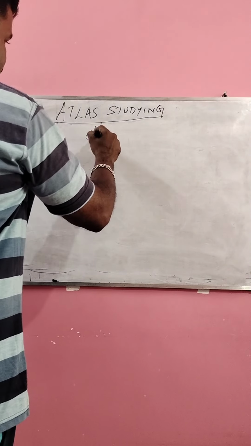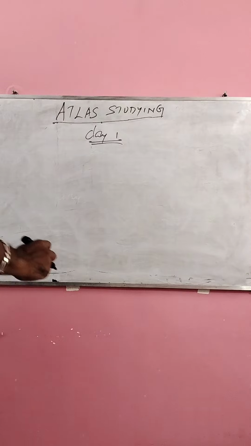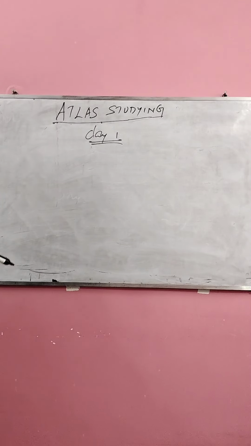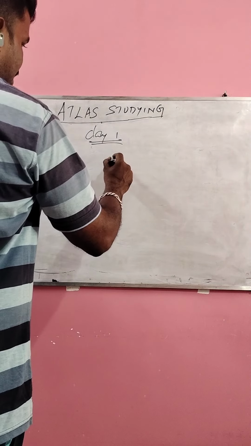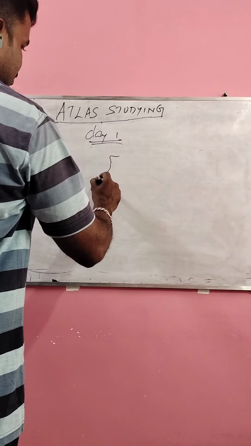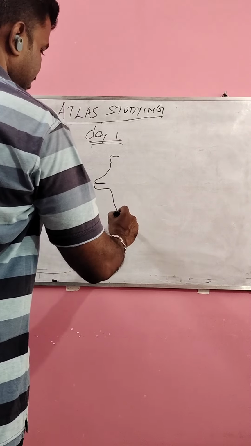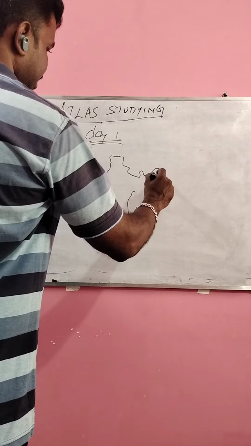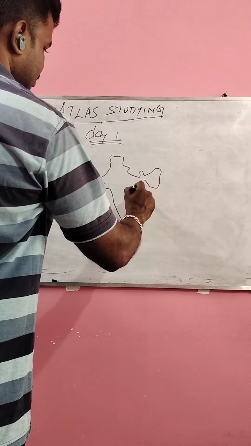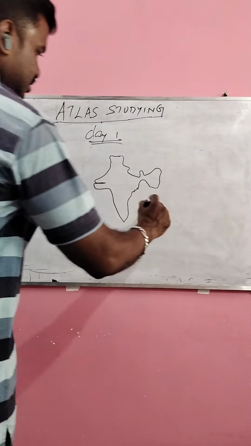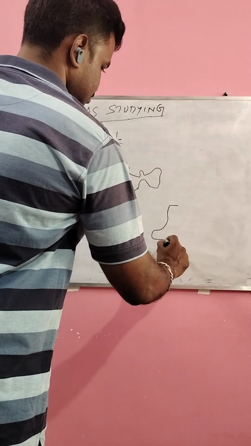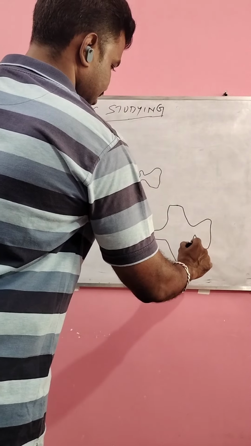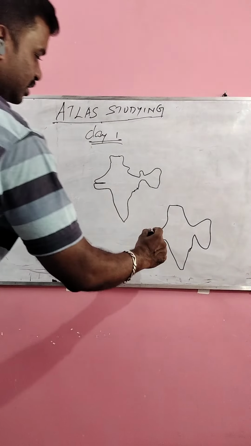Right. Now, assume that I have started studying the atlas. This is my day 1. I am choosing a region or a concept in Indian geography. First, draw the map of India briefly. If you can't draw beautifully, it doesn't matter. If you can't draw like this, just draw like this. Enough. Just draw like this.